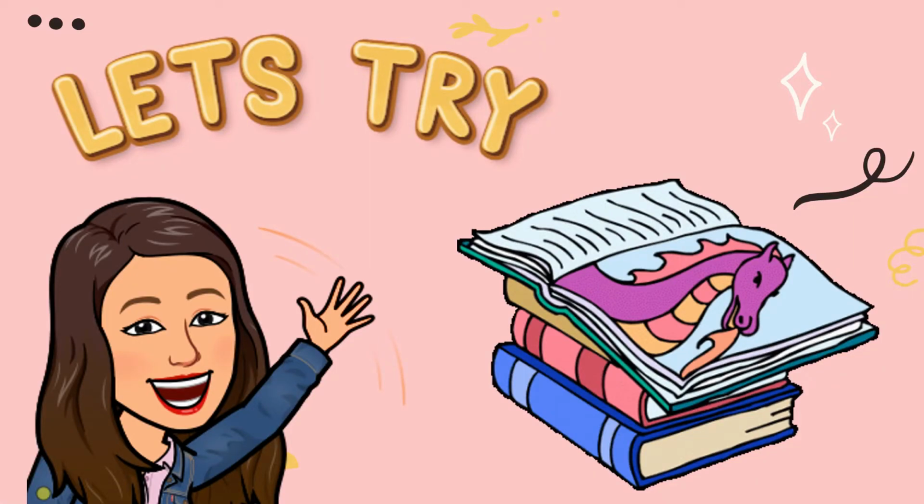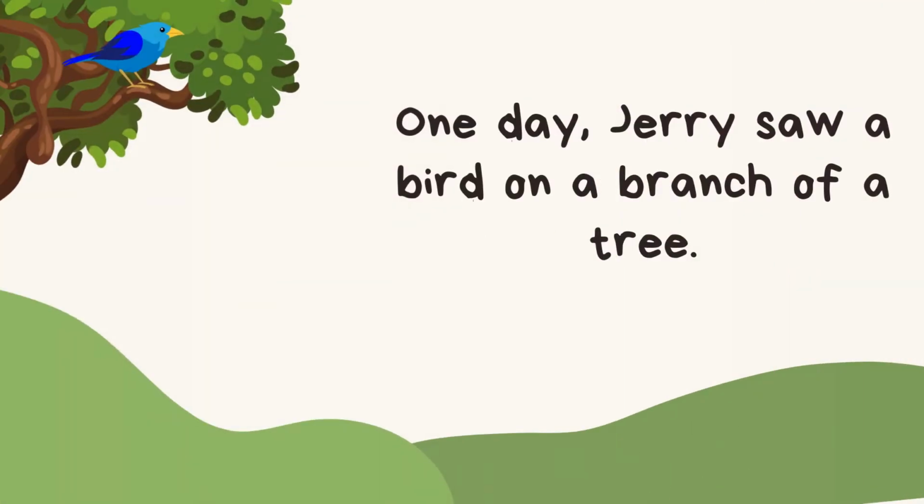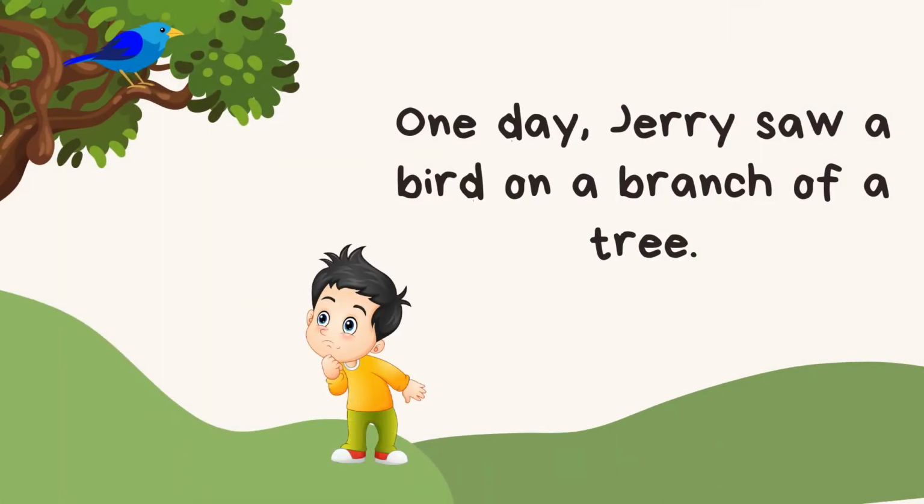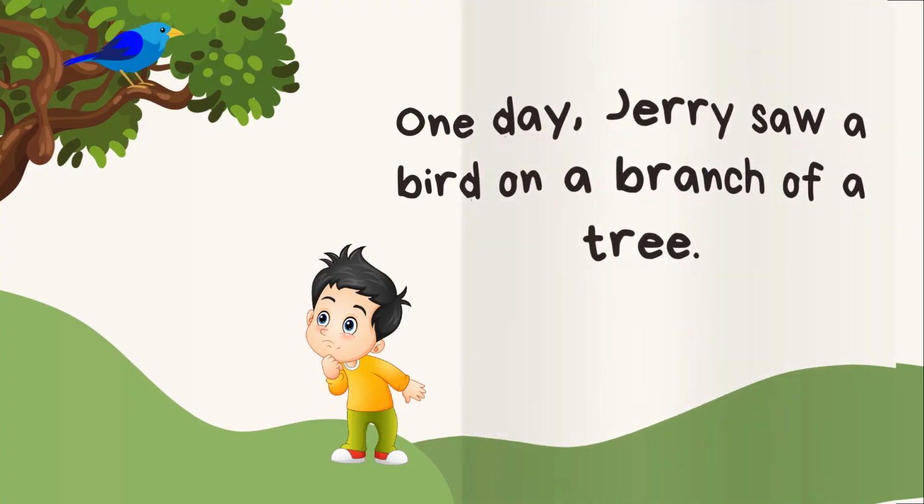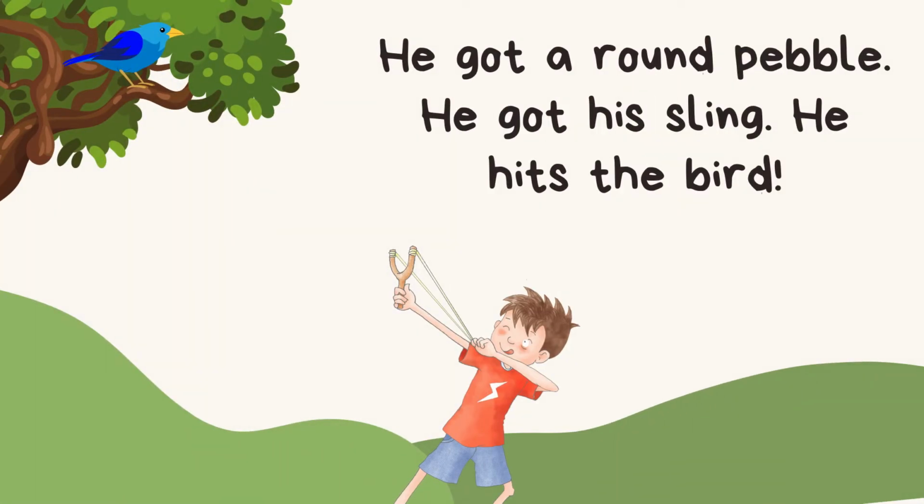Now let us try to make an ending with this story. One day, Jerry saw a bird on a branch of a tree. He got a round pebble. He got his sling. He hits the bird.